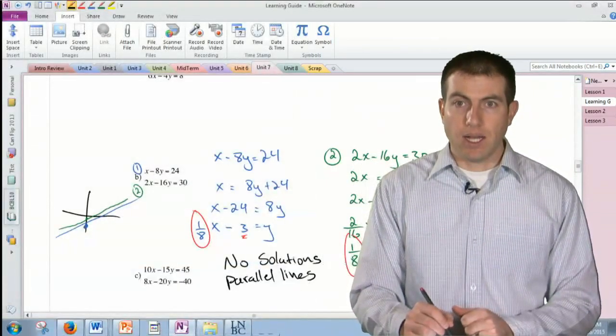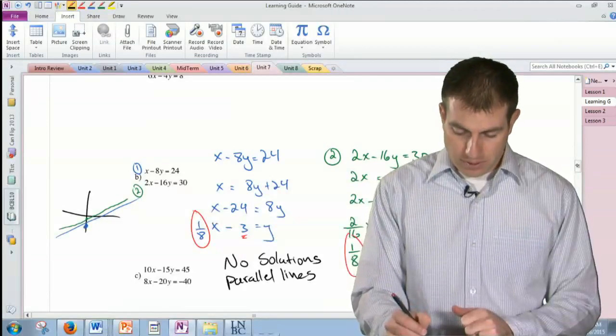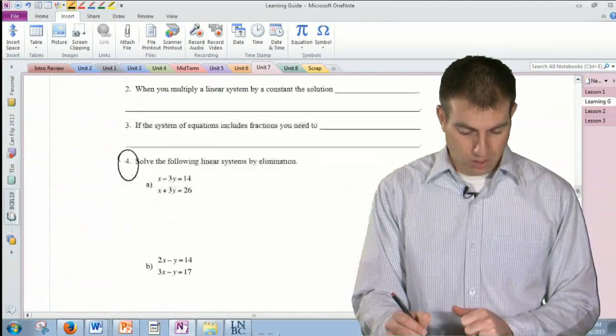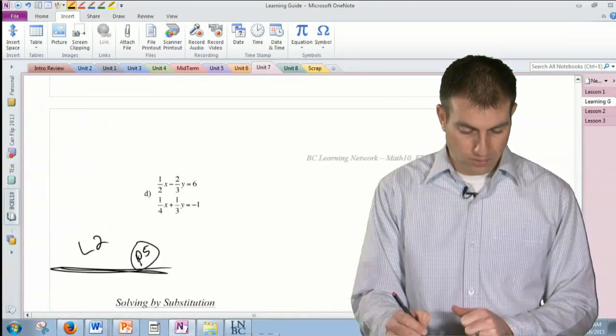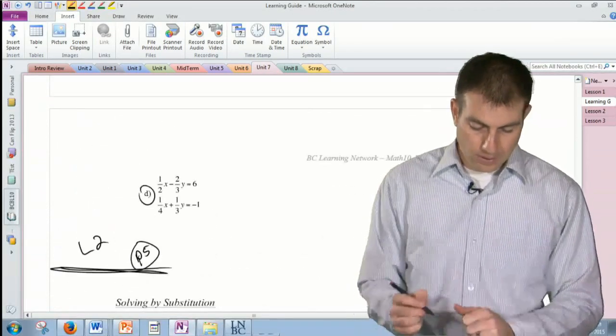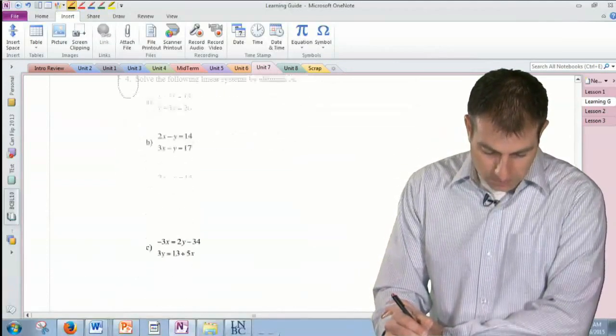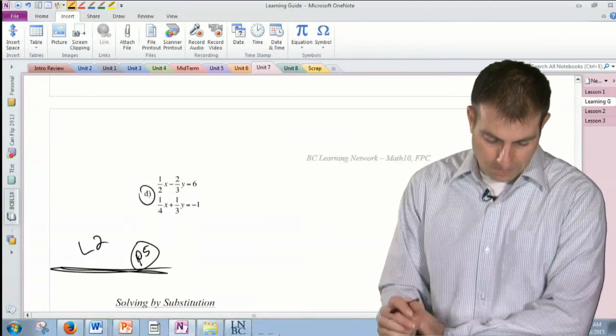All right, page 5D. I'm not sure what that is, 4-5. Oh, it's the only one there. And what are we doing here? Solve the system by elimination. Okay.